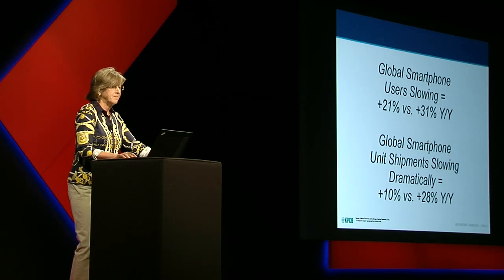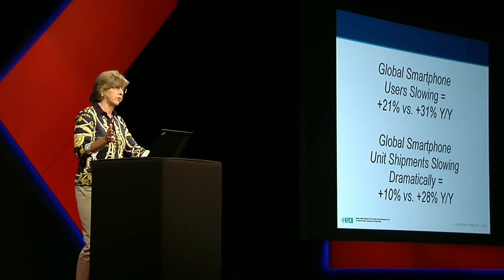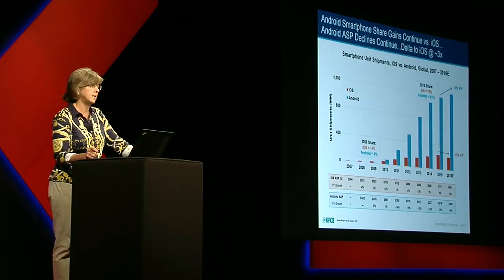Global smartphone user growth is slowing, up 21% versus 31% growth last year, and global smartphone unit shipments are slowing dramatically, up 10% versus 28% in the prior year. That's what decelerating growth looks like. Importantly, Android smartphones continue to gain share versus iOS. Android ASP declines continue, and the delta to iOS devices is 3x lower.